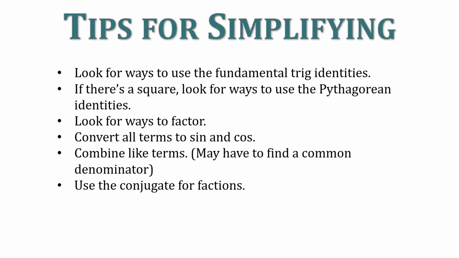Tips for simplifying identities. First, you want to look for ways to use the fundamental trig identities, which are the 6: sine, cosine, tangent, cosecant, secant, cotangent. If there's a square present, look for ways to use the Pythagorean identities, those 3 that have sine squared plus cosine squared equals 1, tangent squared plus 1 equals secant squared, and cotangent squared plus 1 equals cosecant squared. You want to look for ways to factor. You want to write every single trig function in terms of sine and cosine. Combine like terms. If it's a fraction, you may have to use common denominators to do that. And use conjugates for fractions.